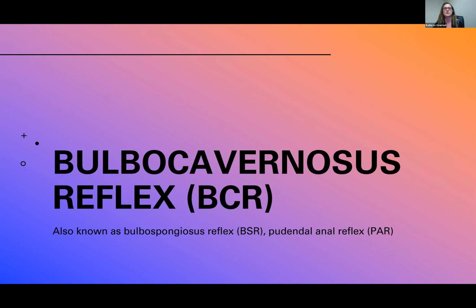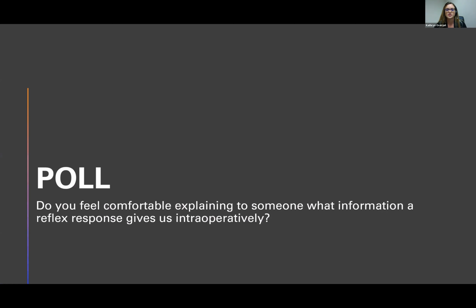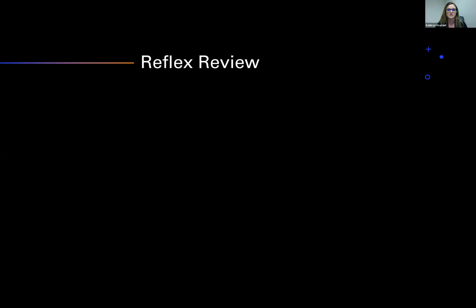So we'll start with the reflexes, the bulbocavernosus reflex, also known as the bulbospongiosus reflex, BSR, or pudendal anal reflex. And we have our first poll question. Do you guys feel comfortable explaining to someone what information a reflex response gives us intraoperatively? We'll come back to that at the end of this section.